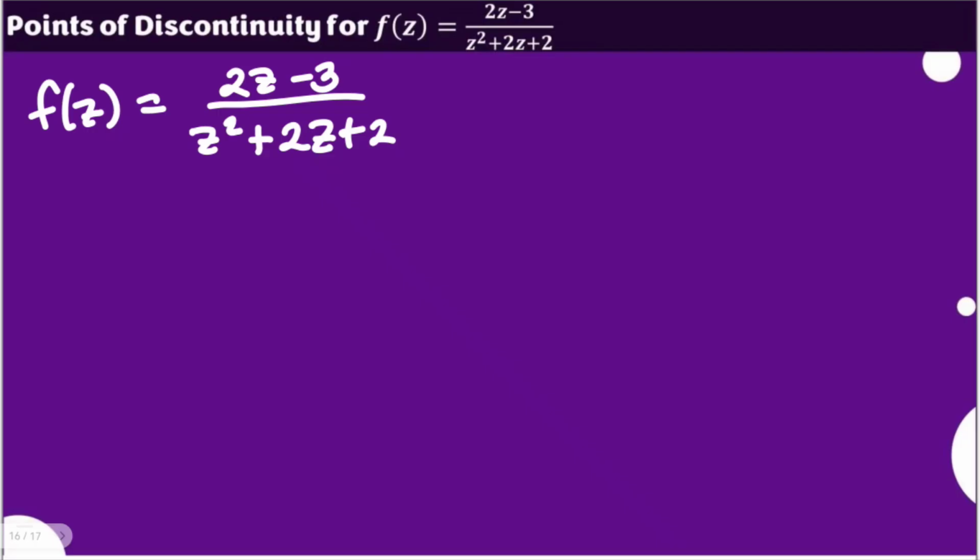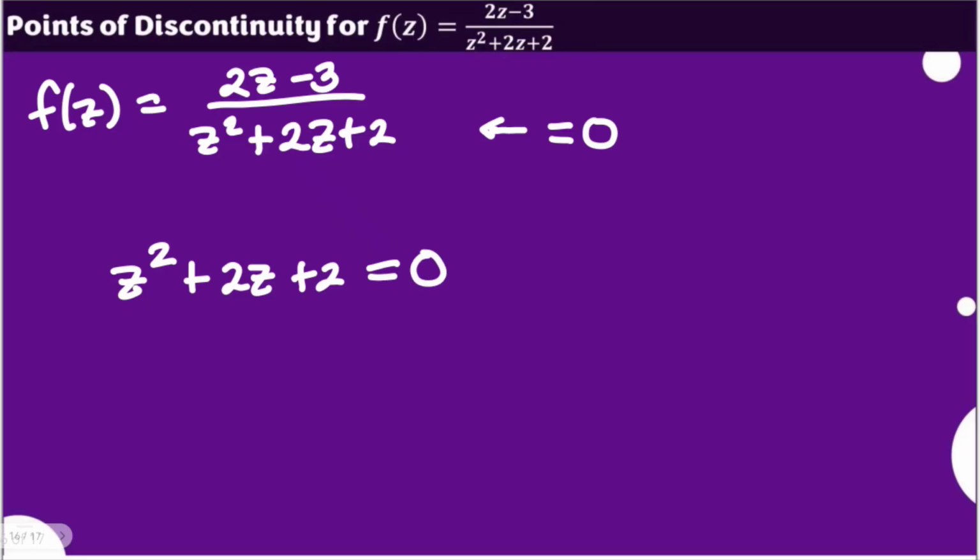Now, this is a rational function. We know that a rational function is undefined, thereby making the function discontinuous, if the denominator is equal to 0. So we're going to solve for that. We have z squared plus 2z plus 2 equal to 0. Because this should not be equal to 0 for it to be continuous. But since the question is about points of discontinuity, let's assume it to be equal to 0 and solve for the given quadratic using the denominator.